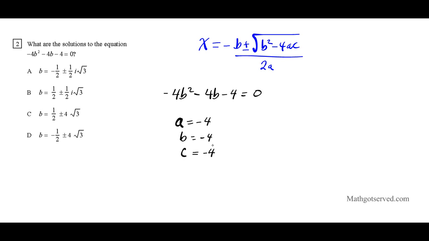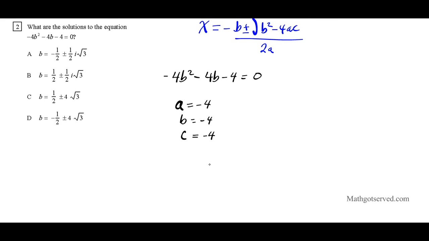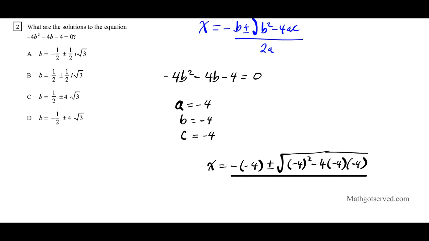All right, so what I'm going to do is plug all of this into my quadratic formula. Let's see what we get. So we have x equals minus negative 4 plus or minus the square root of negative 4 squared minus 4 times negative 4 times negative 4. That's 4ac. And that whole thing divided by 2a, which is 2 times negative 4. Okay? Divided by 2 times negative 4.